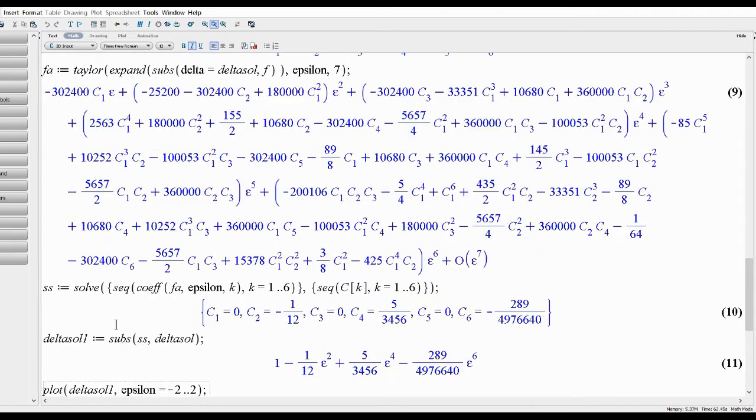And here is the answer, 1 minus 1/12 epsilon square and so on. And it is in this way that we can get these expansions. I will stop here. You can read Professor Richard Rand's notes, Nonlinear Vibrations. I think he had a clear discussion of this as well.